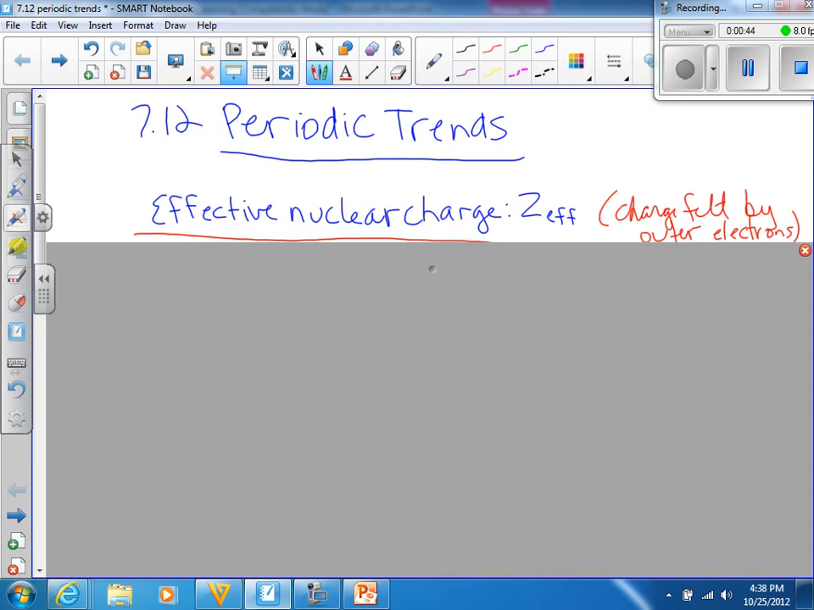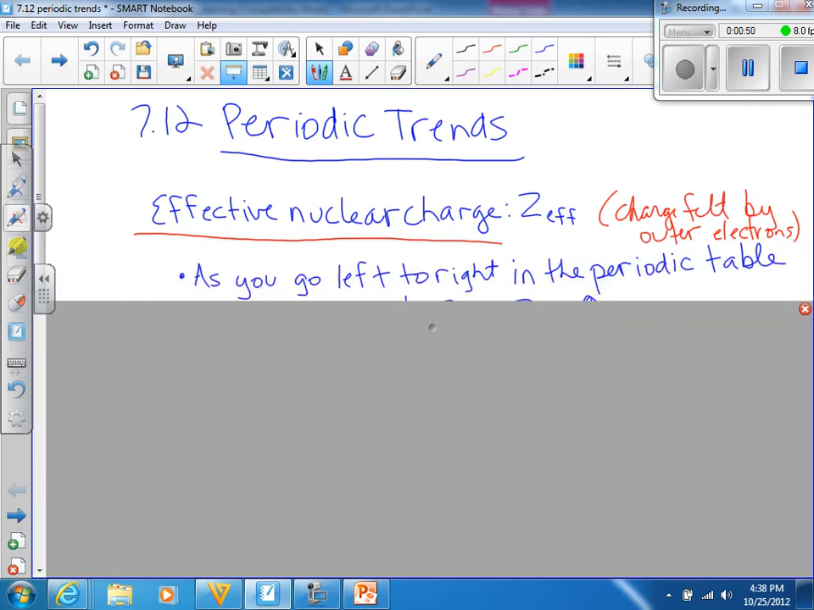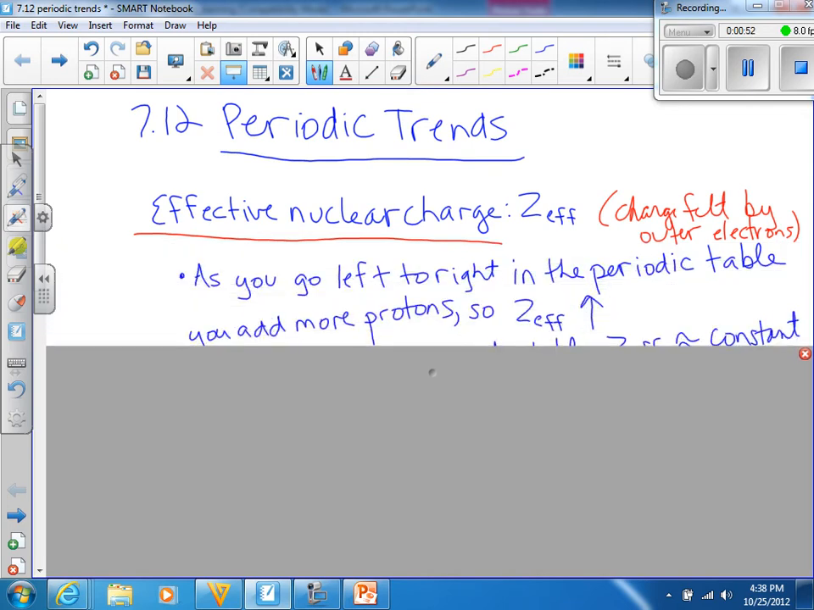So your effective charge felt by the outer electrons is approximately equal to the number of outer electrons. It's an oversimplification, but it works for what we're going to be talking about. It's a simplification that is good enough for us for now.